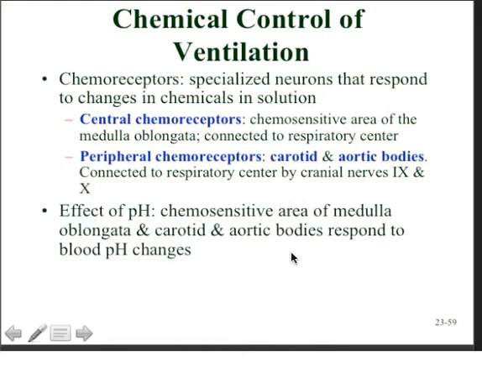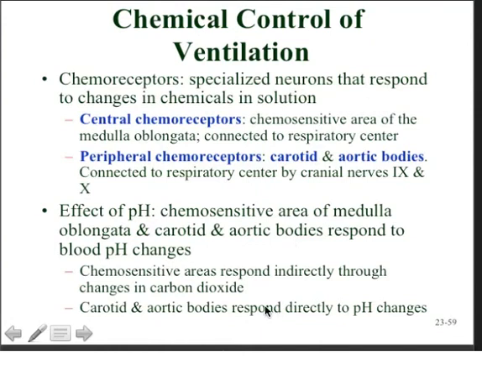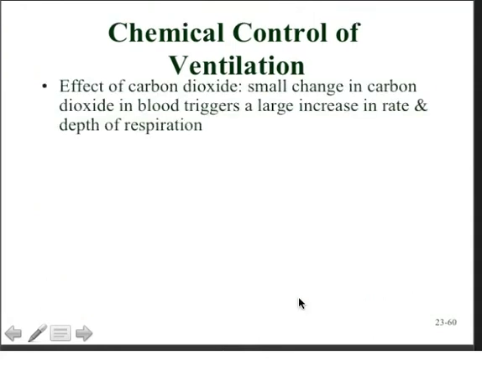How does pH govern this? Chemosensitive areas in the medulla oblongata and the carotid and aortic bodies respond to blood pH changes in, again, a predictable fashion, right? As the pH drops, the rate and the depth of breathing increase. As the pH rises, the rate and the depth of breathing decrease. Okay? So these areas respond indirectly through changes in CO2, and the carotid and aortic bodies respond directly to pH changes. Okay? So you're really looking at two ends of the same phenomenon here. Remember that rising CO2 begets a drop in pH in body fluids.